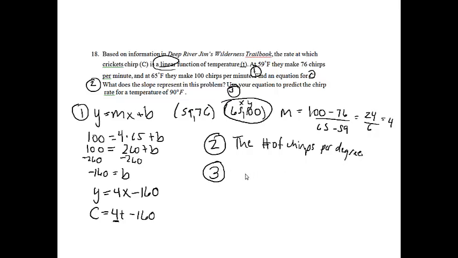Okay, part 3. Use your equation to predict the chirp rate for a temperature of 90 degrees. So in for the temperature, we'll put 90. So our chirps will equal 4 times 90 minus 160. So 4 times 90 is 360 minus 160 will give me 200 chirps. So that's how many times I could expect them to chirp.